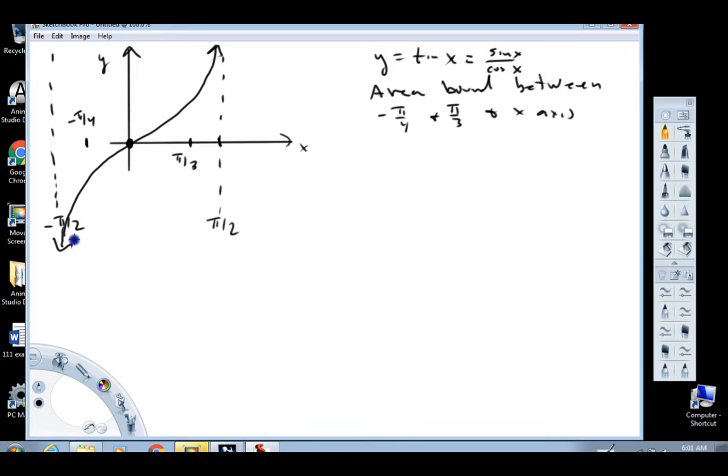Now, in our problem here, we're looking for an area bound between minus pi over 4 and pi over 3. So I roughly put these values, negative pi over 4 here, pi over 3 here. And the first thing to consider is this. There are really two different regions we have to consider. Here's the first region. And then the second region.